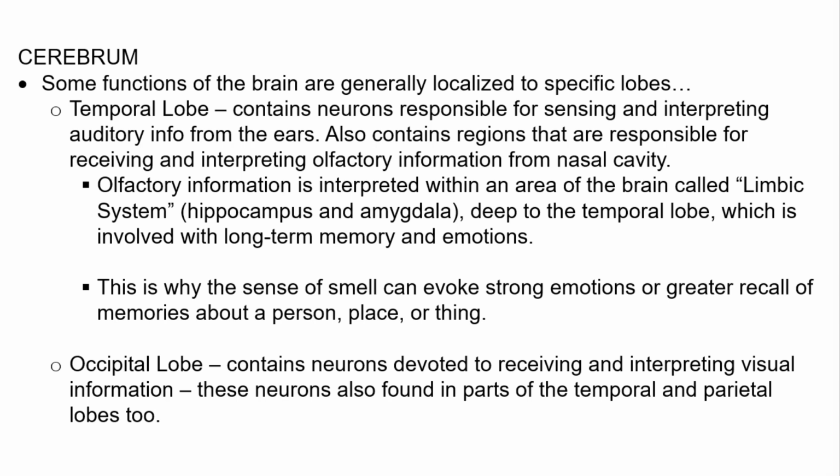The temporal lobe is located underneath the temporal bone and contains nuclei that are responsible for sensing and interpreting auditory information from the ears, in addition to nuclei that sense and interpret olfactory information from the nasal cavity. Olfactory information is interpreted within a structure that's deep in the temporal lobe called the limbic system. The system possesses brain regions that are responsible for creating long-term memory and processing emotions. Long-term memories are processed by a structure of the limbic system called the hippocampus, and emotions are processed in a limbic system region called the amygdala.